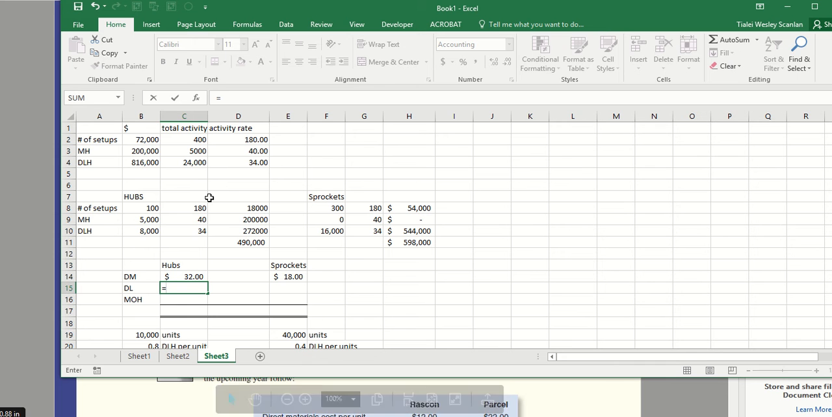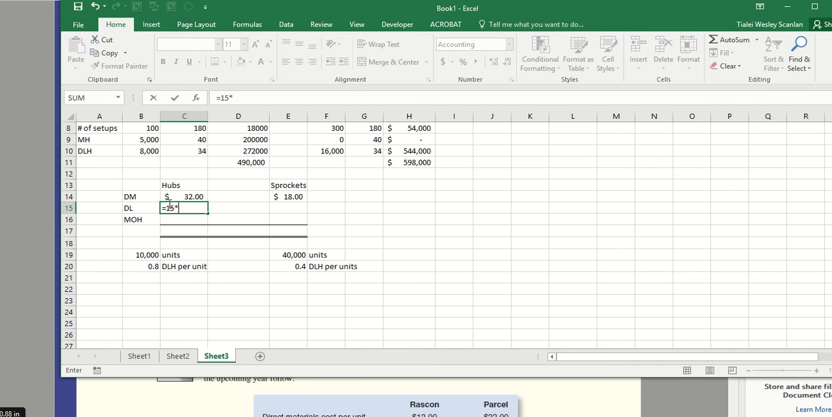Right? So $15 was the rate, times $15 per direct labor hour. They don't actually use a full hour. So it's $12 here, $15 per direct labor hour. They only use 0.4 direct labor hours per unit.